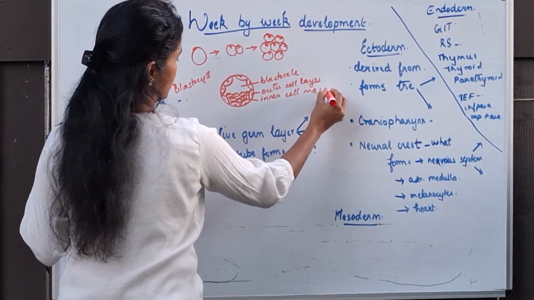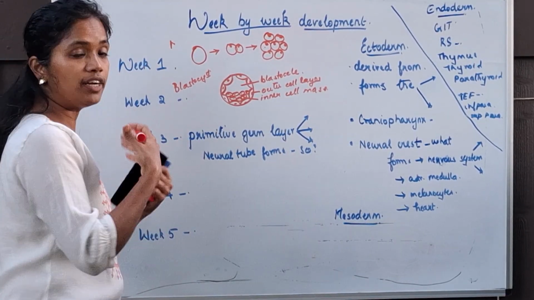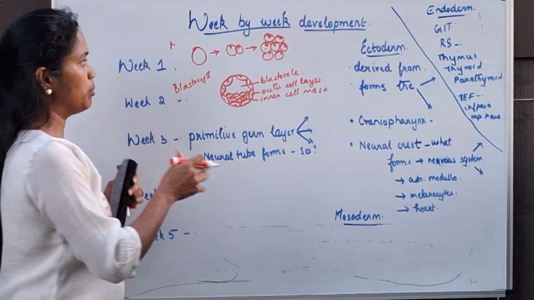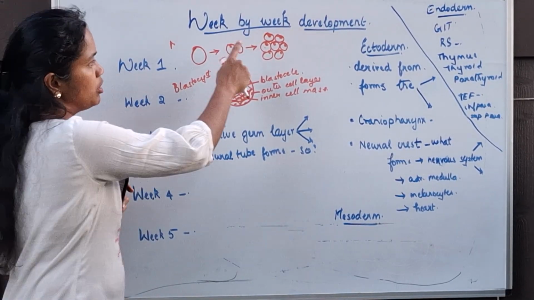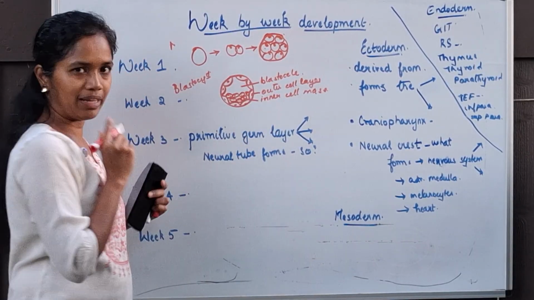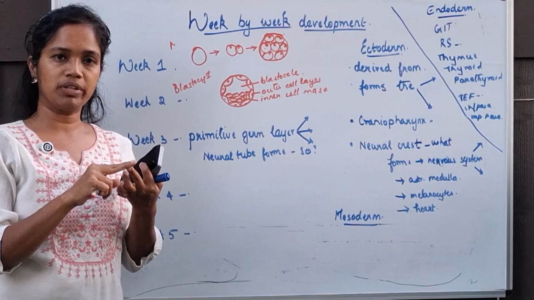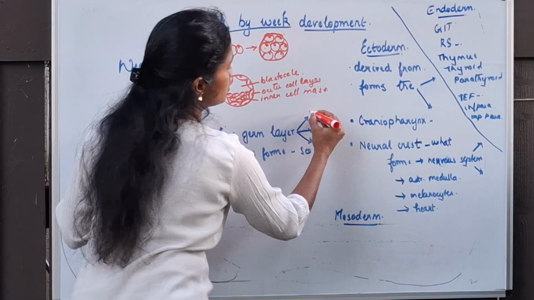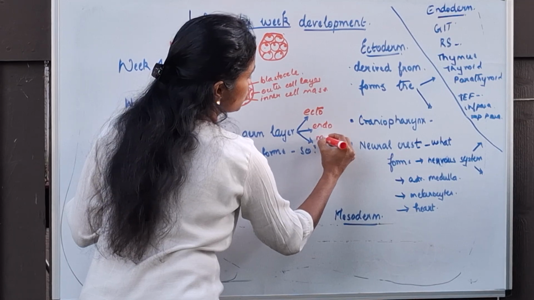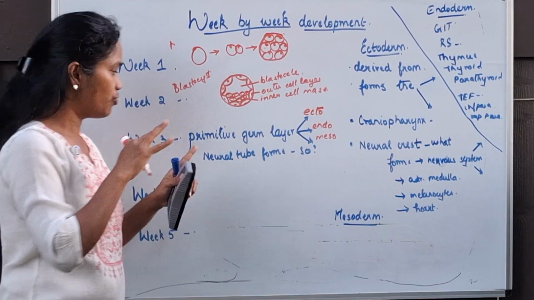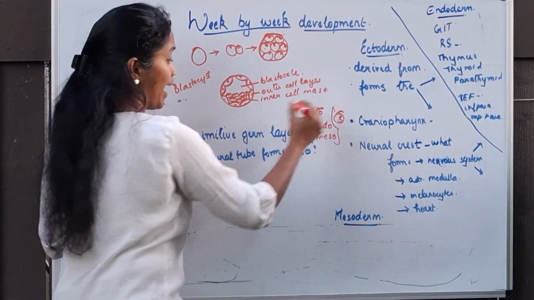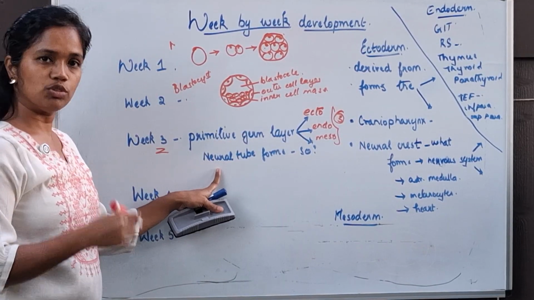Now what happens in week 3? In week 3, it further differentiates and gives rise to the primitive germ layers. So you can remember week 1 and week 2 by these two diagrams. One is the ball of cells and the other one is the blastocyst. Week 3, you can remember that the primitive germ layer which is giving rise to the ectoderm, endoderm as well as the mesoderm is formed. So week 3 stands for these 3 layers. And in addition to it, the neural tube is also formed.